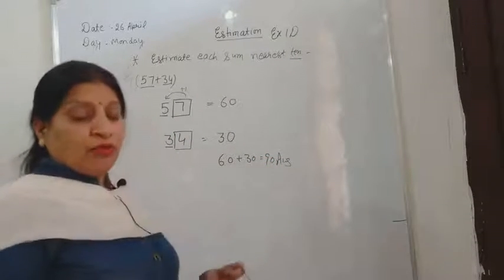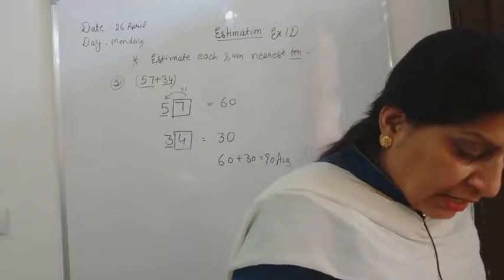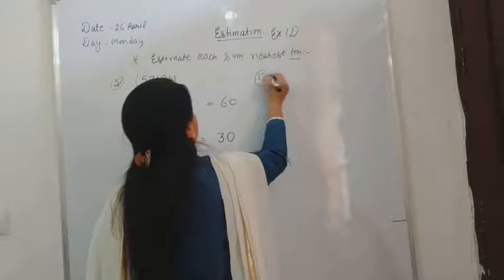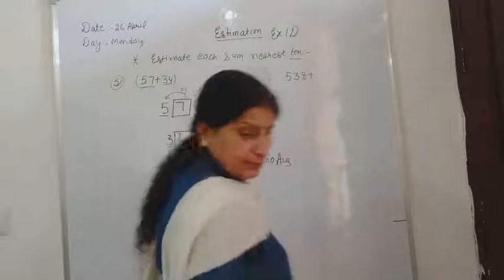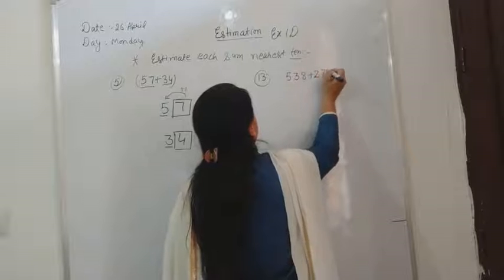Now we take one more question of this type, that is question number 13. Question number 13. That is equal to 538 plus 276.